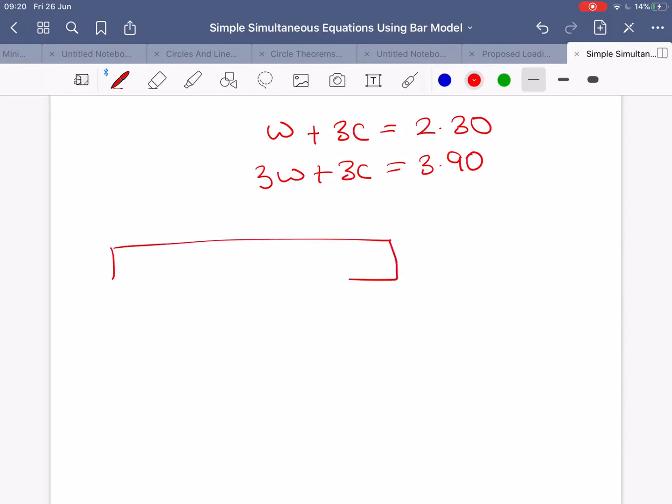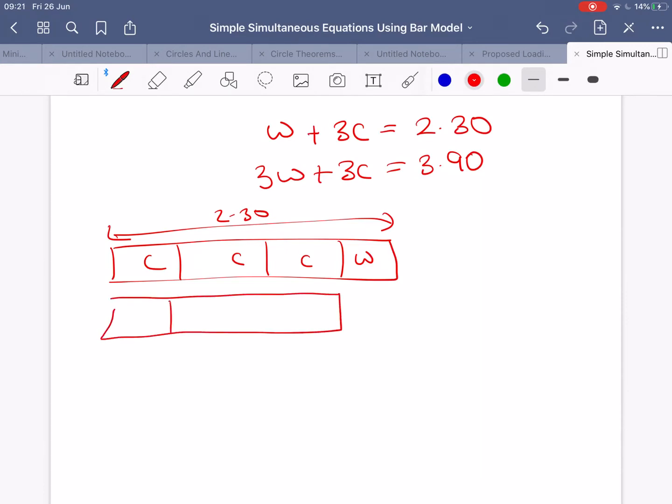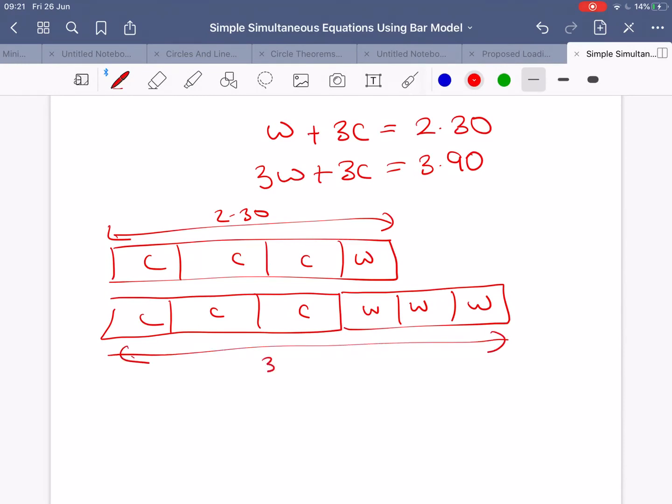So I would actually draw my 3 Cokes plus my water is £2.30 for the first situation. And then I've got my 3 Cokes plus my 3 waters in the second situation, which is £3.90. And now I can see that we have got a situation where all of this is the same as all of this. So the difference between the two is £1.60.